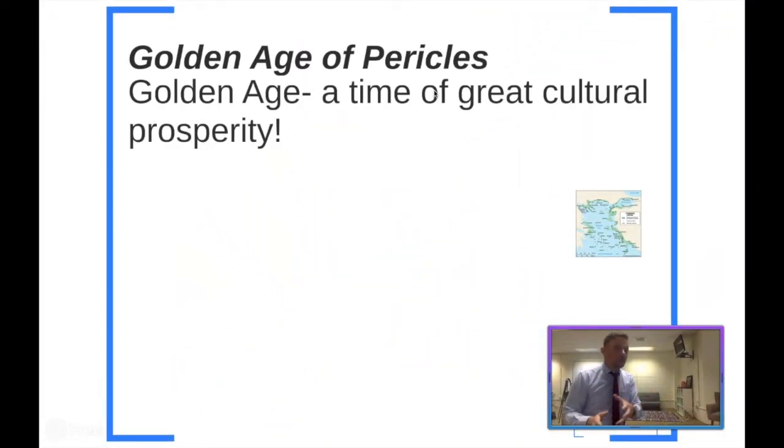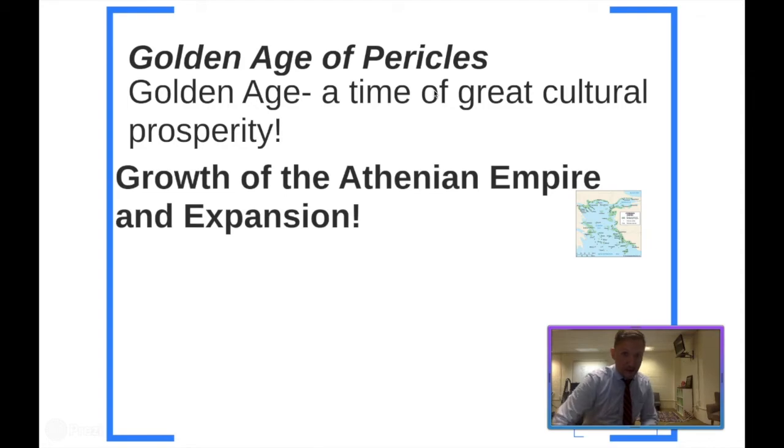And in this golden age of Pericles, and by the way, just so you know, a golden age is a time of great cultural prosperity, you're going to see massive growth of the Athenian Empire, right? Literally, Athens is going to begin to go up to other small, fledgling Greek city-states and be like, would you like to join our Delian League? How about you join our Delian League? And began to bring them inside of their growing empire, right?